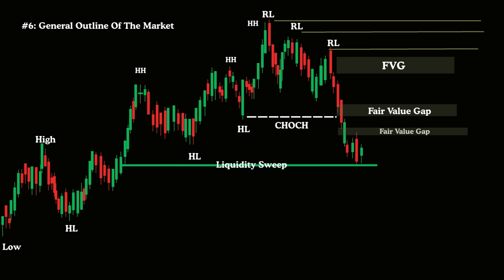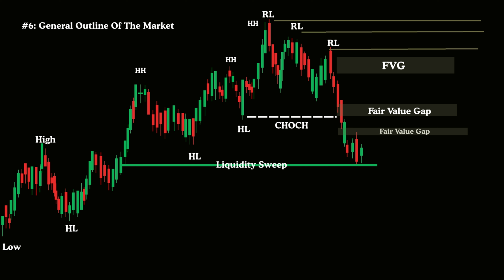Also, take note of the sell-side liquidity that was resting below the structure. It's been swept by this move, which adds more confirmation to the shift. Now, although the overall market direction has flipped bearish, there's still a high probability that price will push higher to sweep buy-side liquidity before continuing downward. This aligns with the concept that the market often grabs liquidity before committing to a directional move.